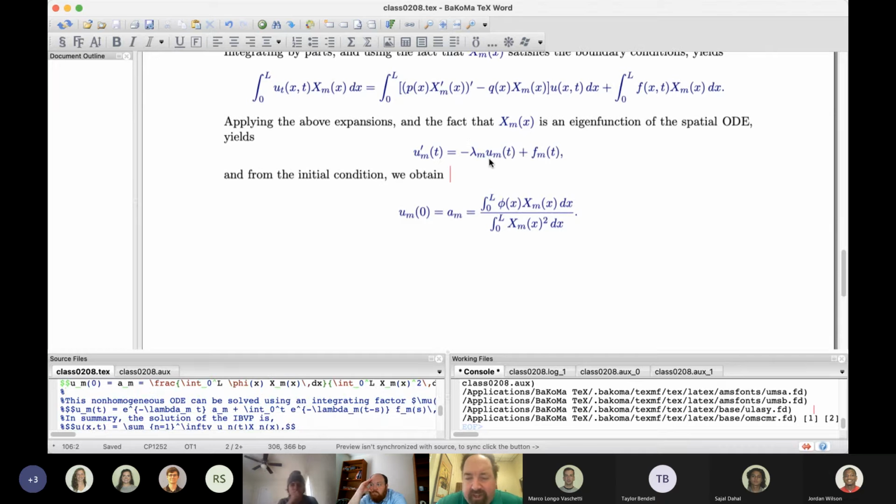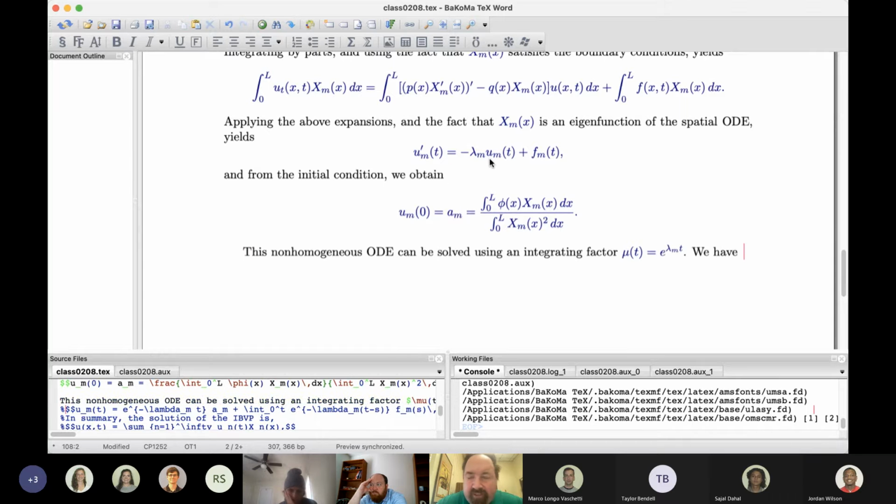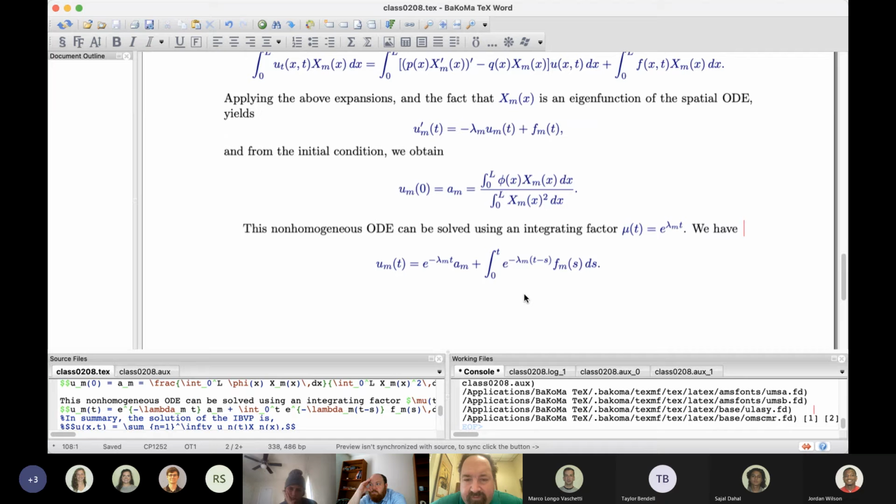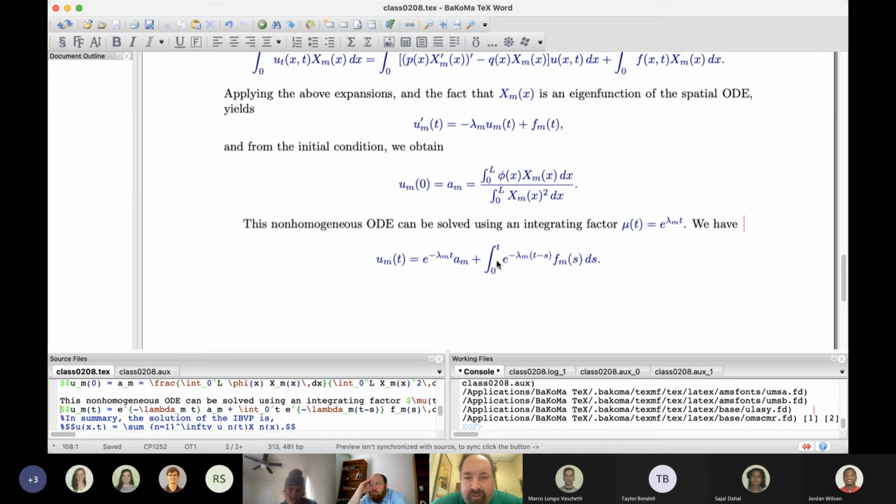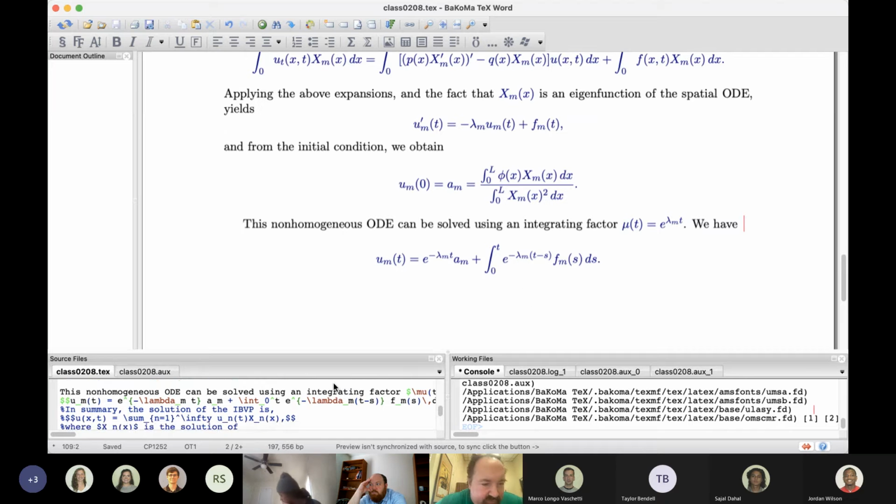And this is a kind of ODE that you learn how to solve in your introductory ODE class using something called an integrating factor. But I'll just give you the solution formula. It's this, in terms of the coefficients of f of x,t and also the coefficients of your initial data. So now we can just use this solution formula.